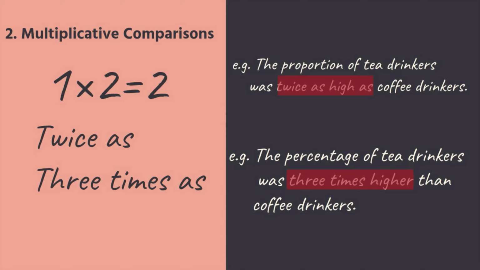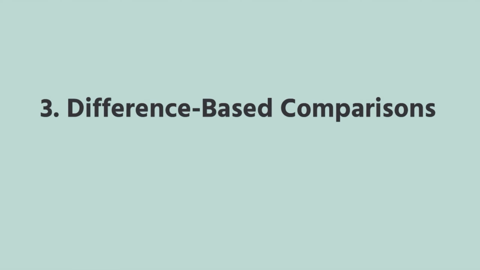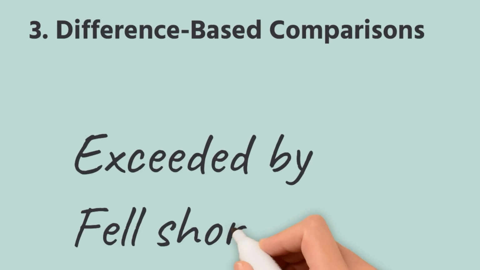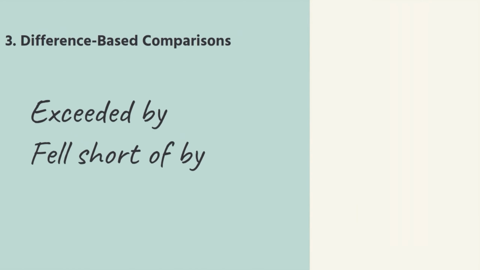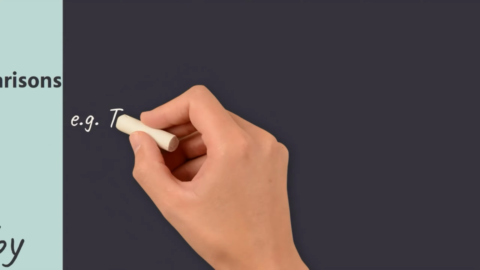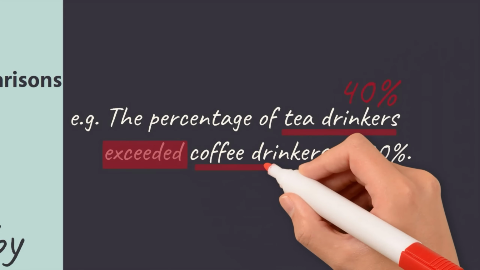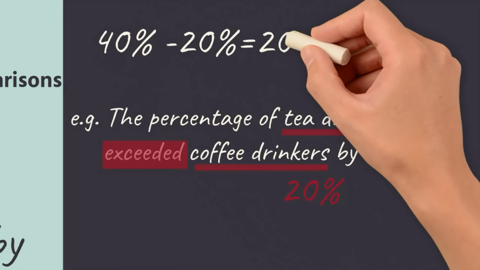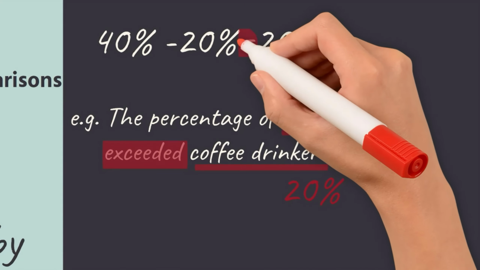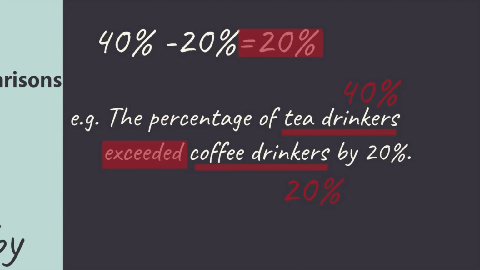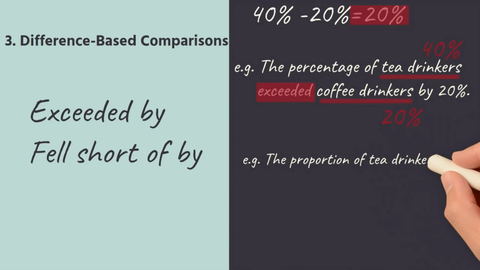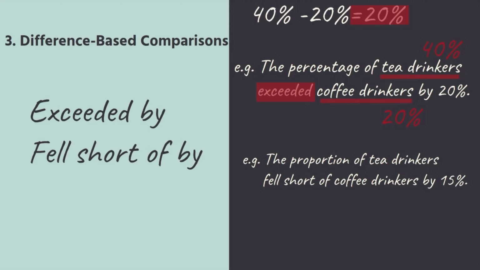Third, difference-based comparisons. This way of comparison highlights the difference between 2 percentages. You can use exceeded by or fell short of. The percentage of tea drinkers exceeded coffee drinkers by 20%. Here, the original data might be tea drinkers 40%, coffee drinkers 20%. The difference, 20%, is the main focus of this sentence. Second sentence, the proportion of tea drinkers fell short of coffee drinkers by 15%. It's the same.